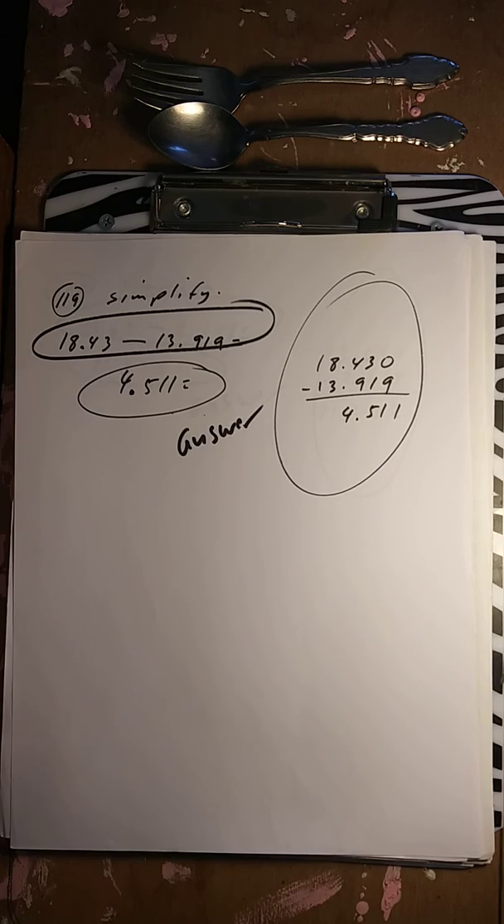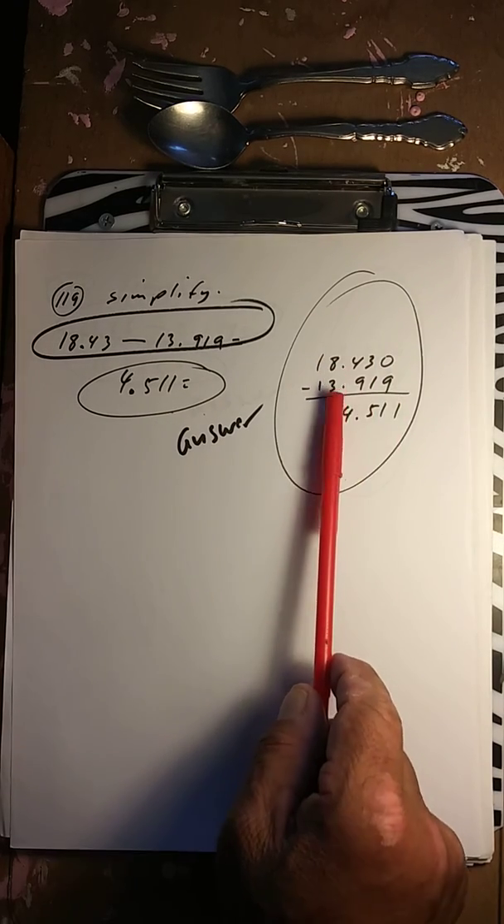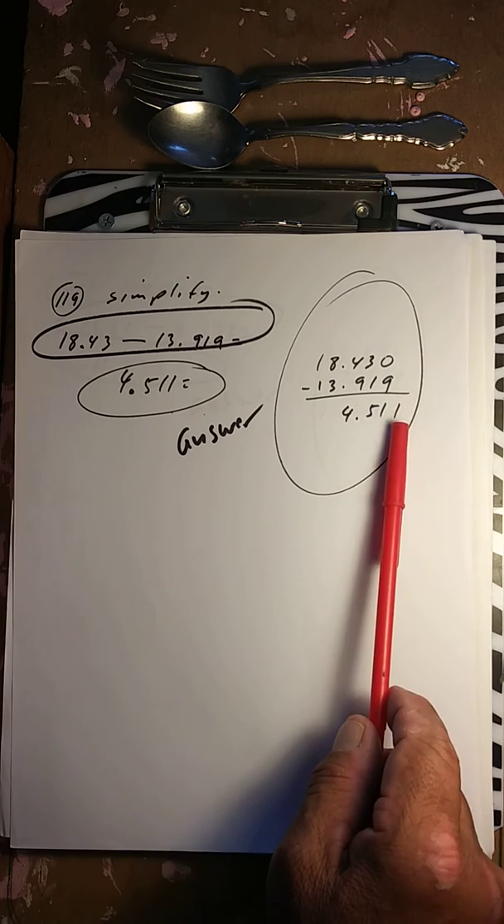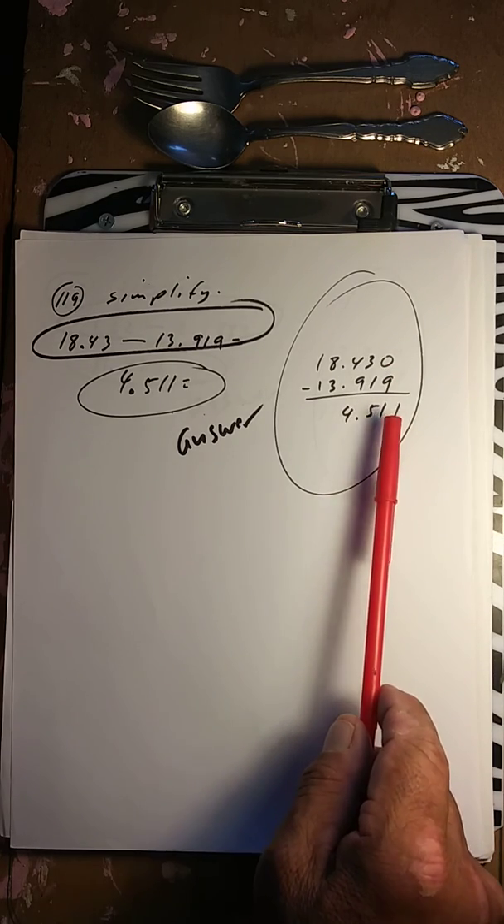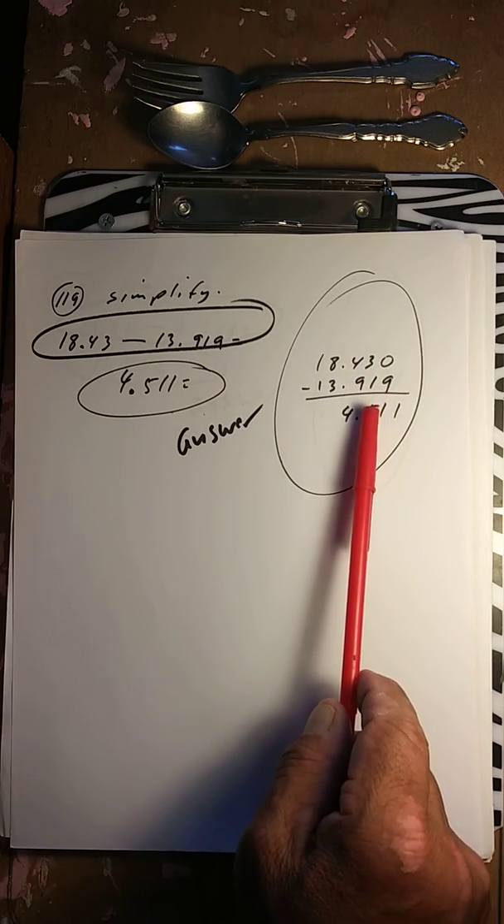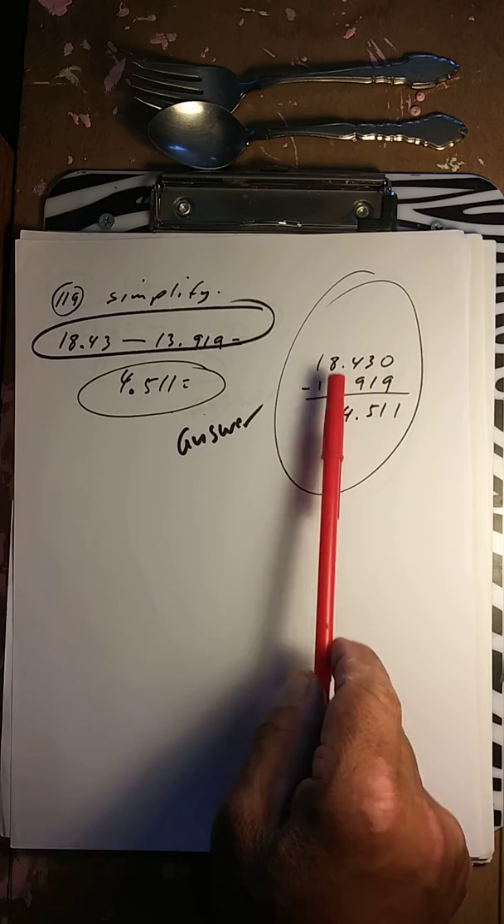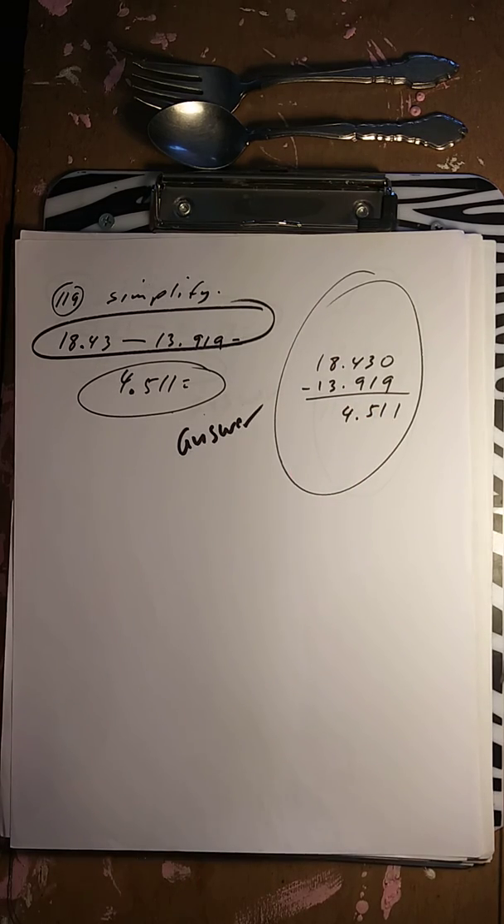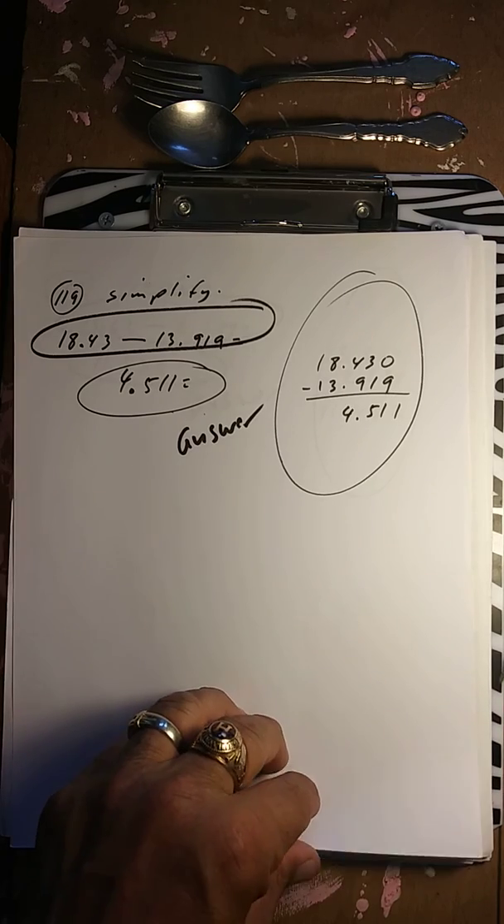Simplify this. Subtract. Just set it up like this. Line up the decimal. Subtract. 9 from 10 is 1. 1 from 2 is 1. 9 from 14 is 5. And so on. And then finally at the end it's 4. 4.511.